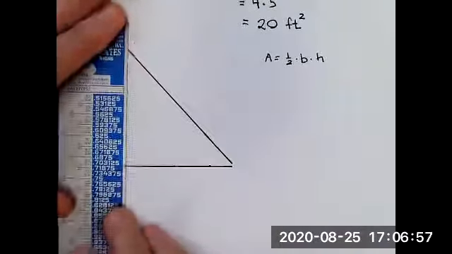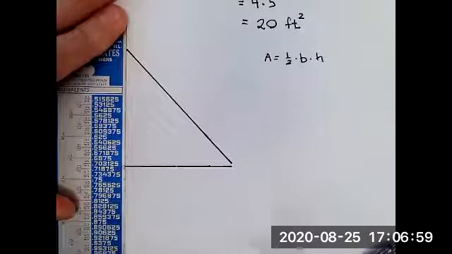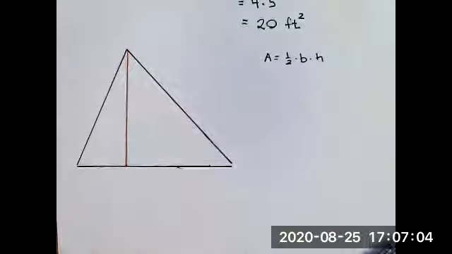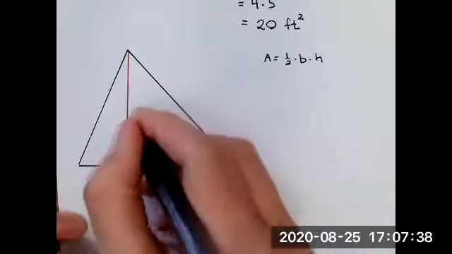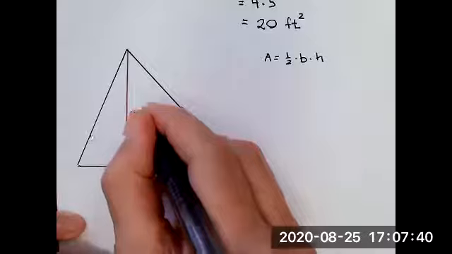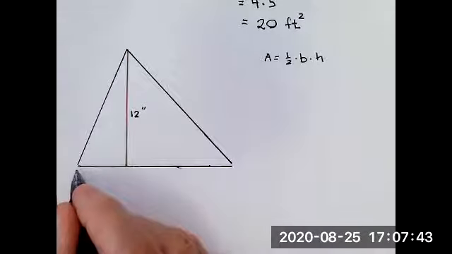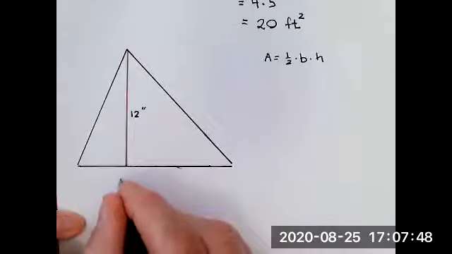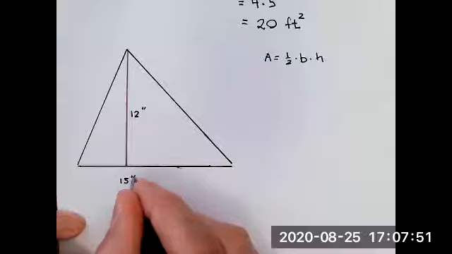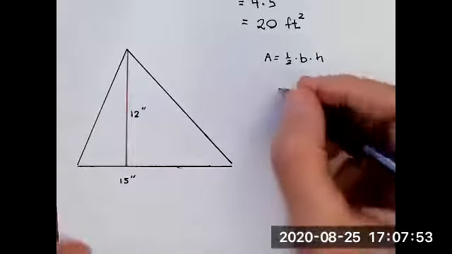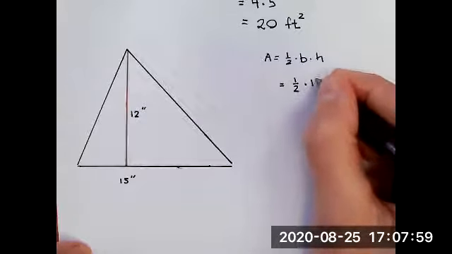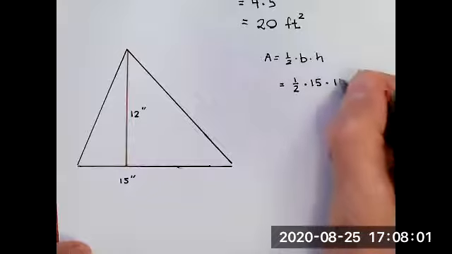So the height of the triangle is here. Let's say this is 12 inches. And this entire length is 15 inches. Well, the area is going to be 1/2 times the base times the height.